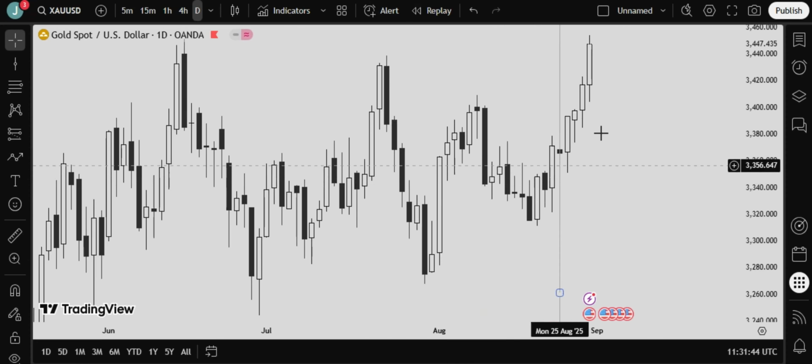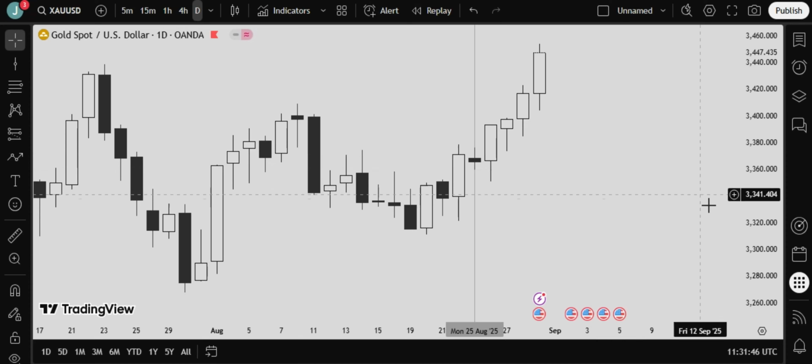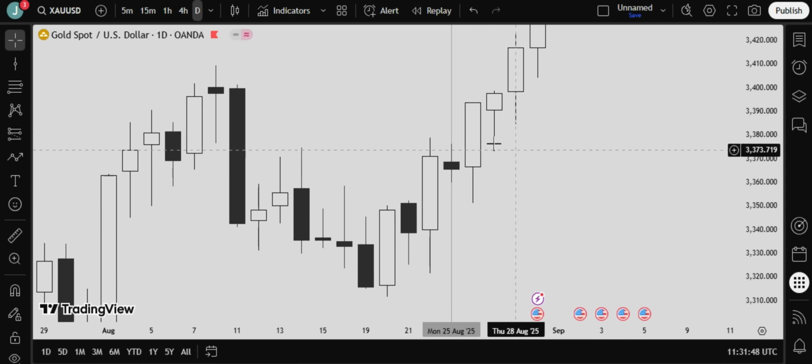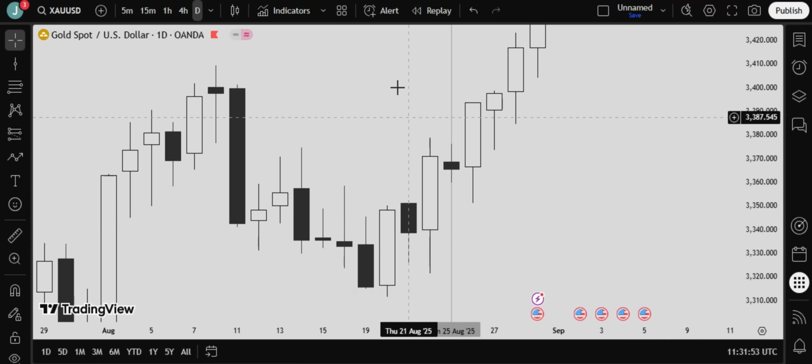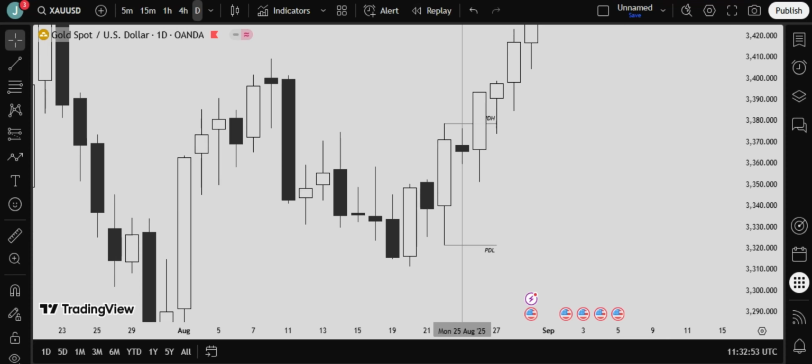So first thing I do every day, I go to the daily time frame, then mark my previous day high and previous day low. So let me do it. As you can see, I marked my previous day high and my previous day low. I marked the Friday high and the Friday low. So the next thing I need to find is if I could find any breaker block on the daily time frame.